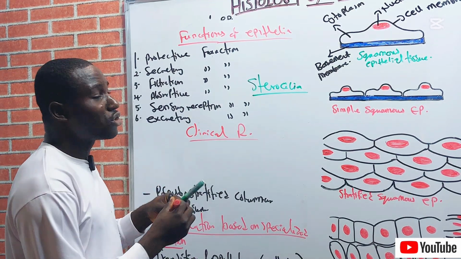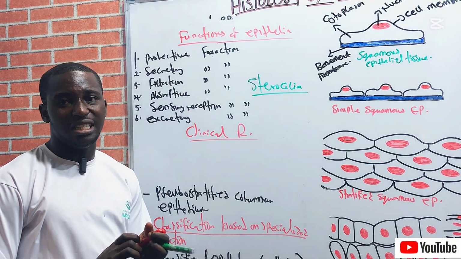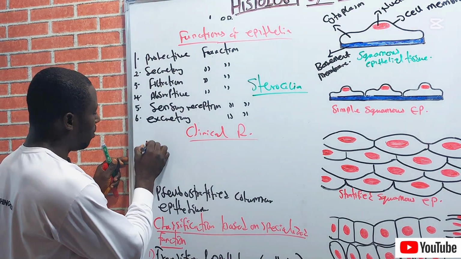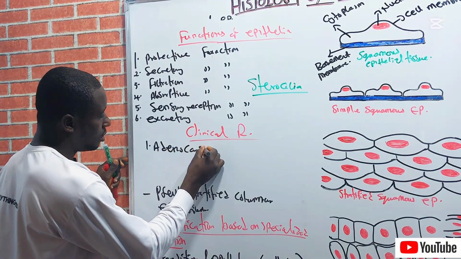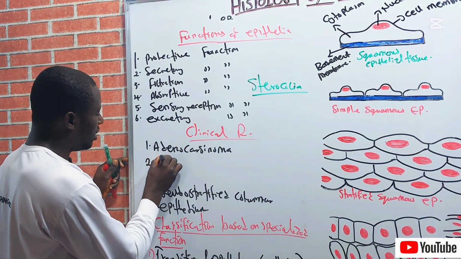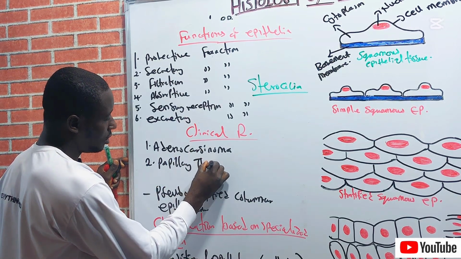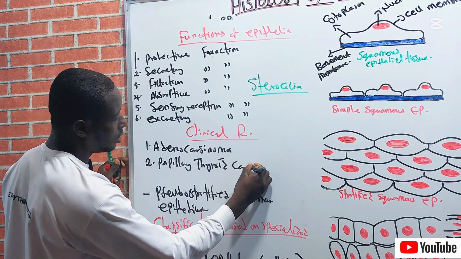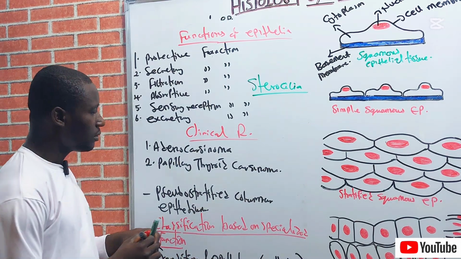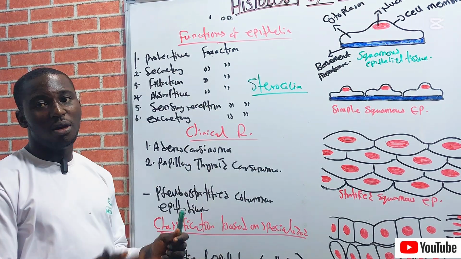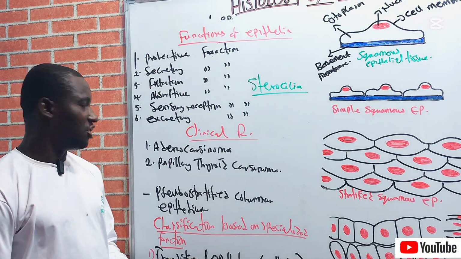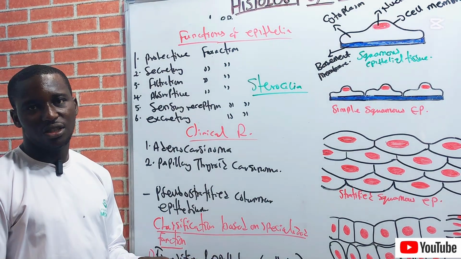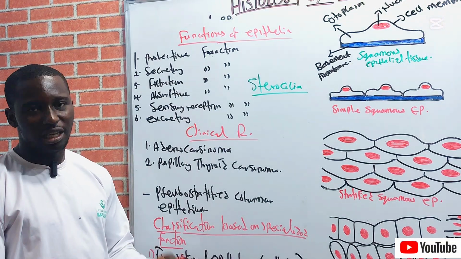Clinical relevance. The most common conditions that are associated with epithelial tissue are adenocarcinoma and papillary thyroid carcinoma. One is adenocarcinoma, two is papillary thyroid carcinoma. Now these are the two conditions that are commonly associated with the epithelial tissue. Adenocarcinoma is the cancer of the glandular tissues in the organs or in the glands, which is associated with the epithelial tissue, the glandular epitheliums.